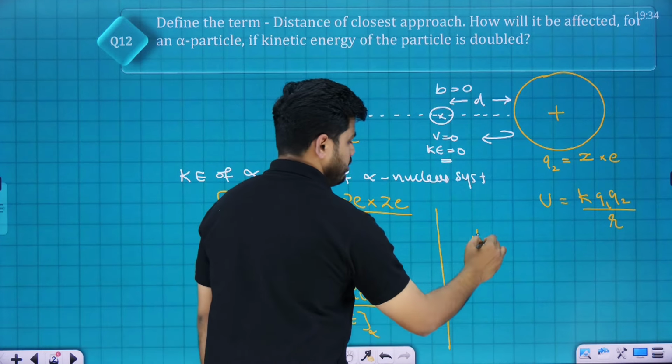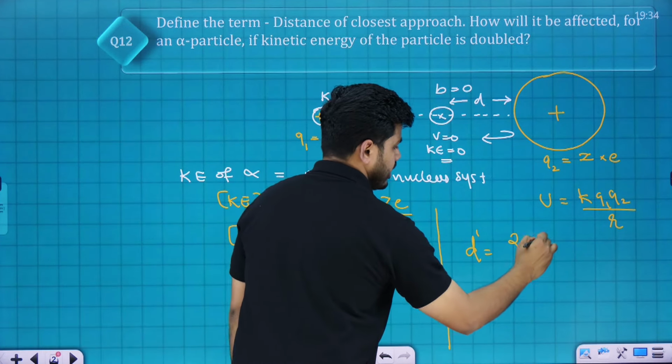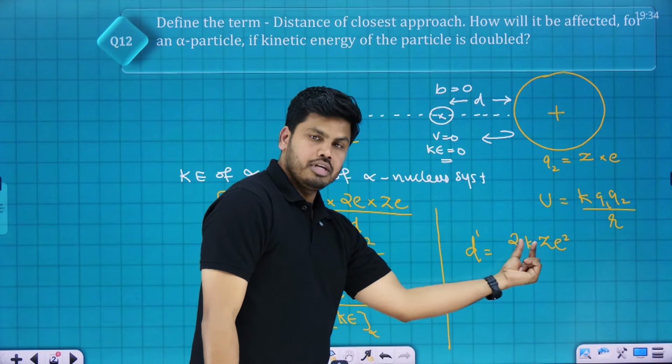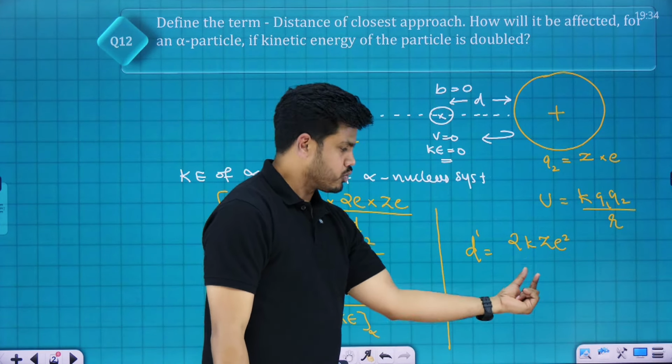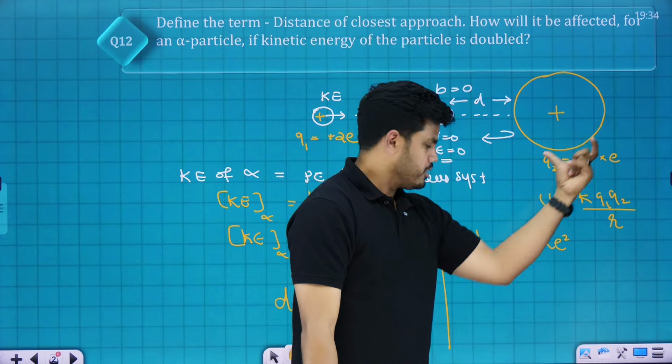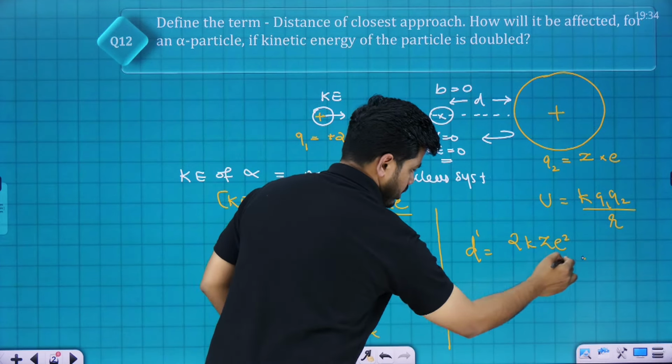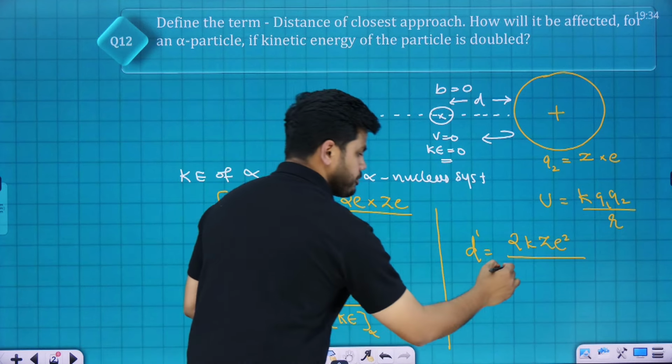The d dash will be equal to 2kZe square. None of these terms will be changed because k is the electrostatic constant, 1/4πε0, Z is the atomic number of gold, 79, and e is the charge of the alpha particle, like a proton. They're all constant. What is the only difference?